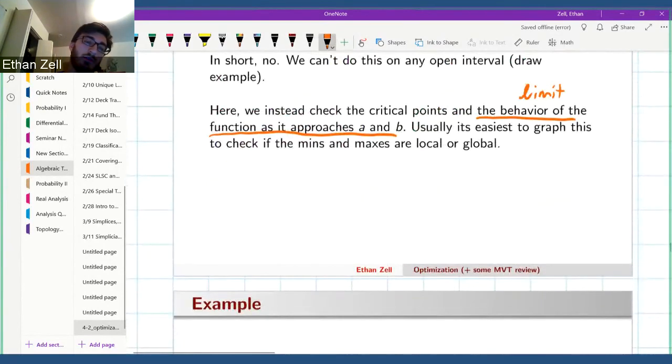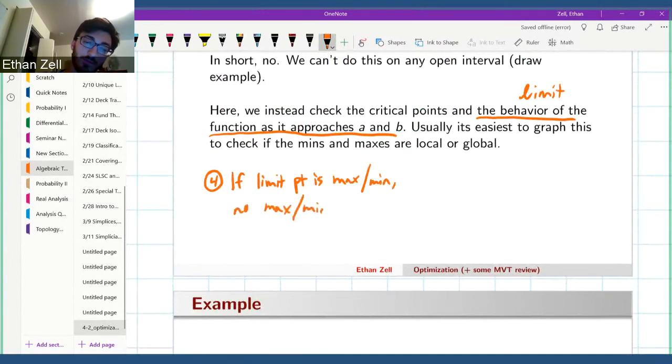So step 4, if the limit point is your max or min, you have no max or min, respectively. So you have a max or you have a min, whichever one you're concerned about at the moment.